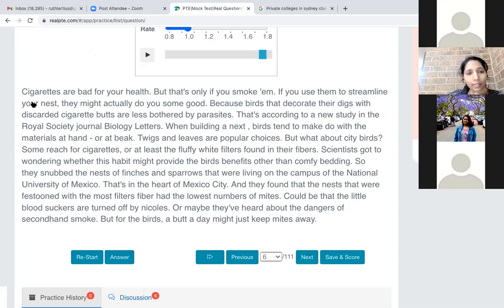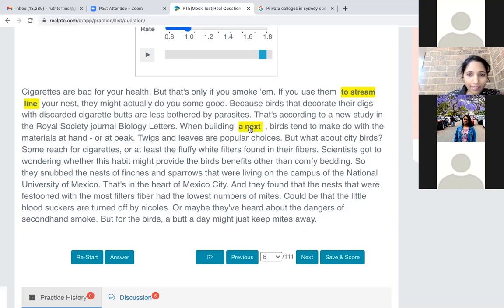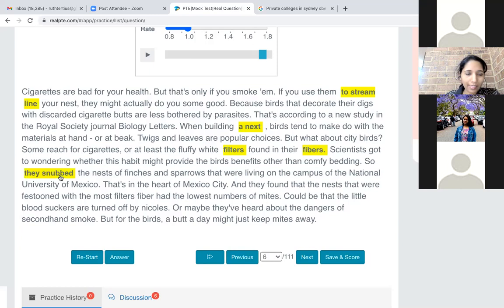Okay. Sajan? Sorry, I didn't get any. Okay. Too fast. I think streamline was there. Then I think fibers and filters were. Sorry, I got that one. Where is the white one? And the fourth line, when building a nest. Yeah, when building a nest. Decorate their digs. Do with the materials at hand, twigs and leaves are quite popular choices. At least the fluffy white filters and fibers, they interchanged, I think. So they snubbed, I think that was also one. Not they, but just snubbed. And selecting both. They found the nests were festooned.